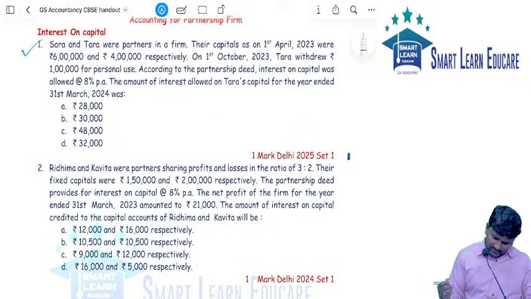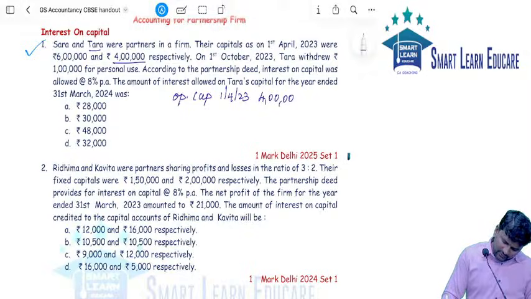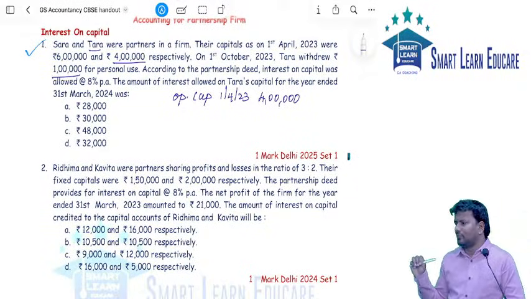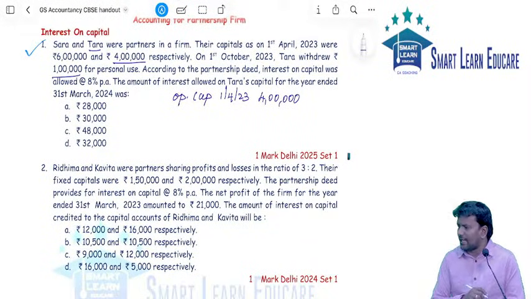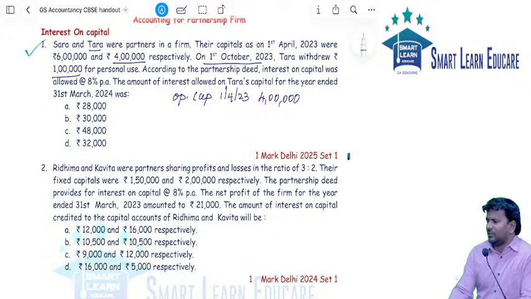Listen friends, this is very simple. First of all, what is their opening capital? Opening capital on 1st April 23. How much capital was contributed by T? It is 4 lakh. And T withdrew how much amount? 1 lakh. From 4 lakh, 1 lakh is withdrawn. What is the balance capital? 3 lakhs. When this capital is withdrawn, the date is given. On which date was it withdrawn?